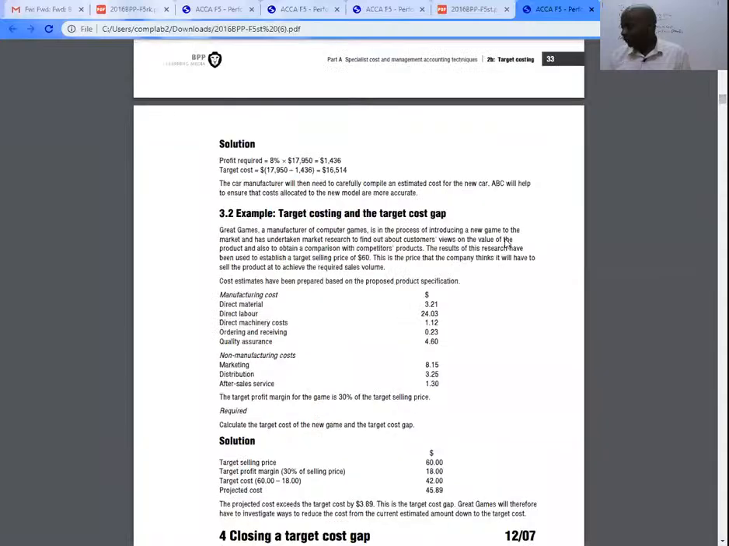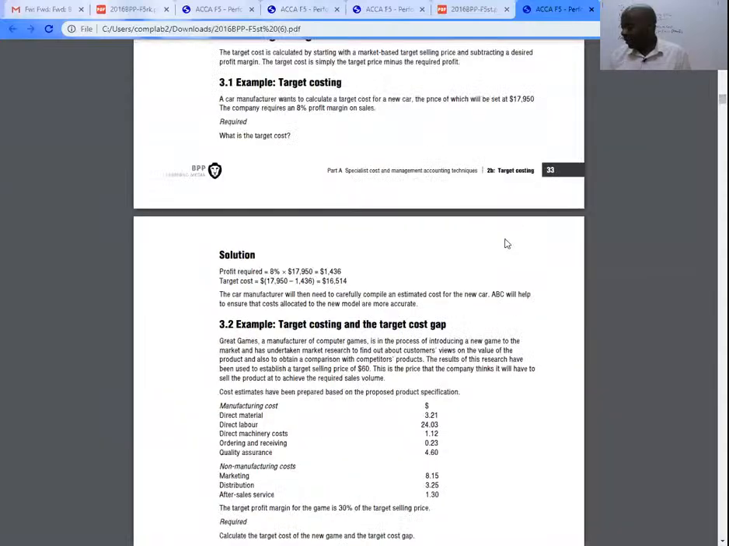So what I would want to do is to hide the solution a little bit, and then request you to identify the targeted cost in whichever way you understood our methodology of getting the target cost gap. It's a very simple thing. Take like a minute. Please try to identify that target cost.